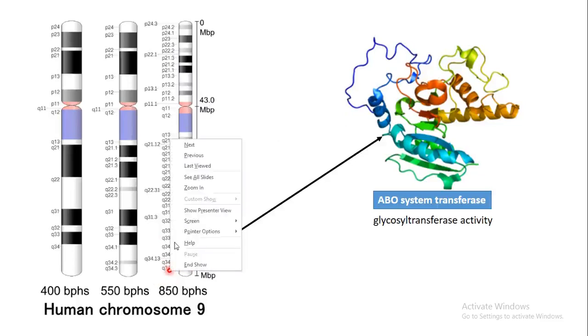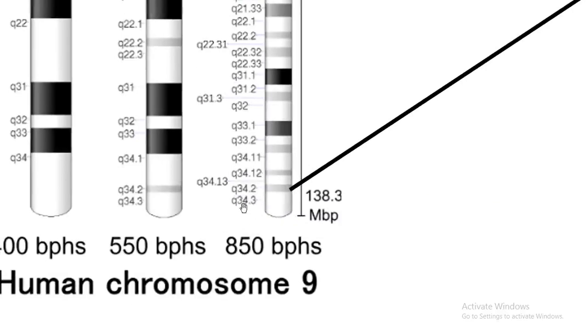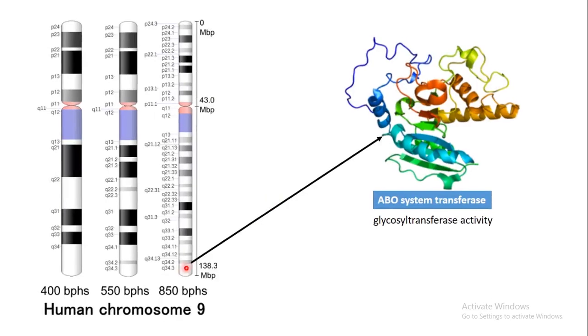It's going to be Q34.2. That is the gene and allele position. So in the Q34.2, remember these are some neat questions you should remember. Chromosome number 9, Q arm and Q34.2, in the gene position is the allele which codes for the ABO system transferase. The gene that synthesizes the ABO blood group enzyme is located here.